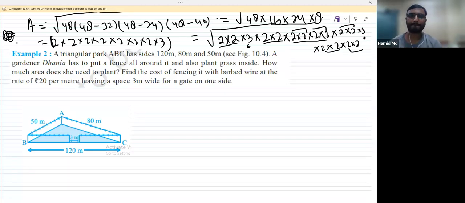Park ABC has sides 120 meters, 80 meters, 50 meters. A gardener, Diana, has to put a fence all around it and also plant grass inside. How much area does she need to plant? Find the cost of fencing it with barbed wire at the rate of rupees 20 per meter, leaving a space 3 meters wide for a gate on one side. That's your problem.